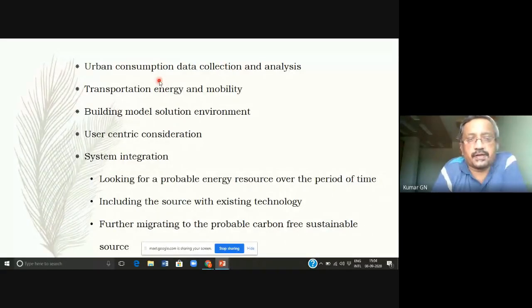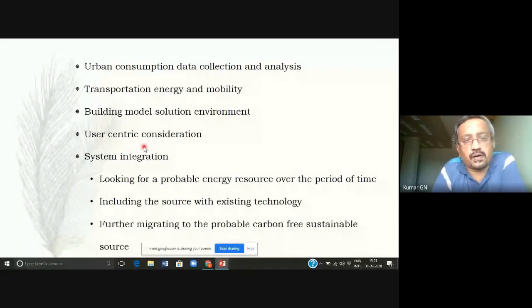User-centric consideration. As I said, we have to relocate the schools, colleges, healthcare centers, offices, etc., so that people can access them without much transportation. And we have to go for IoT systems, that is internet-based activities. And this is one of the examples.